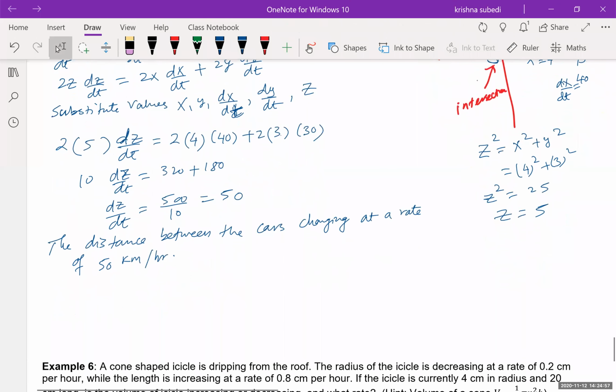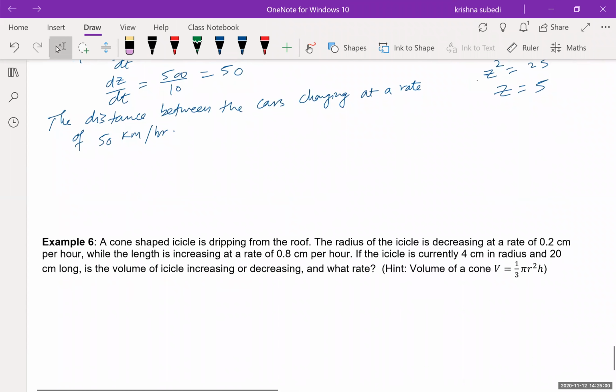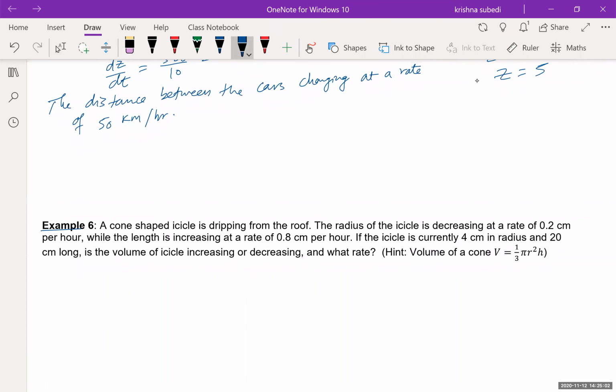All right, so now the last question. I trust that you already know how to solve related rates problems, but we want to try one more question just for fun.